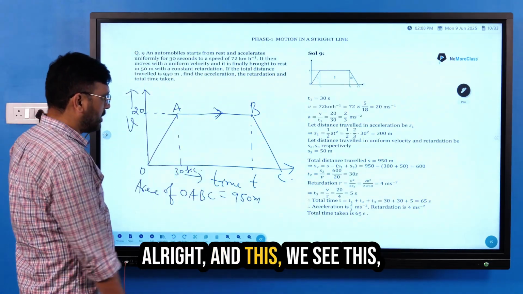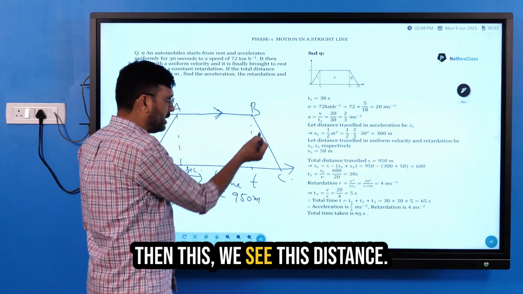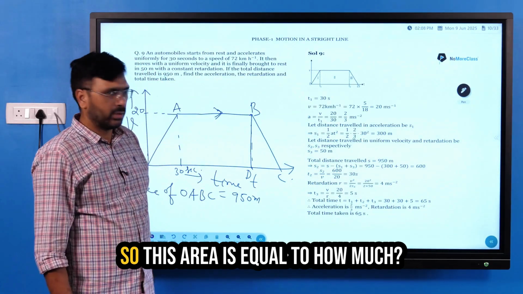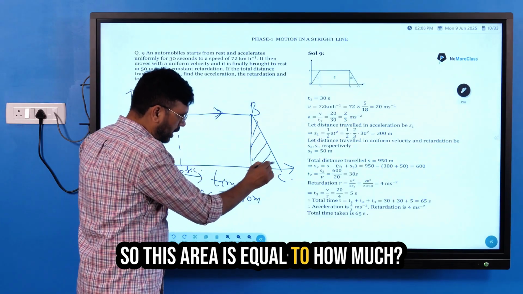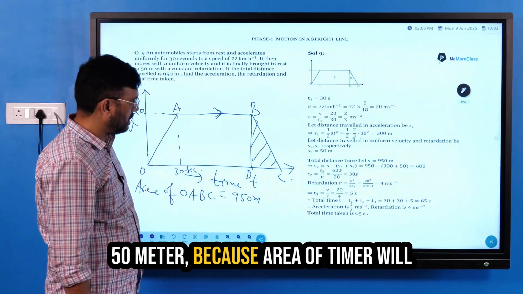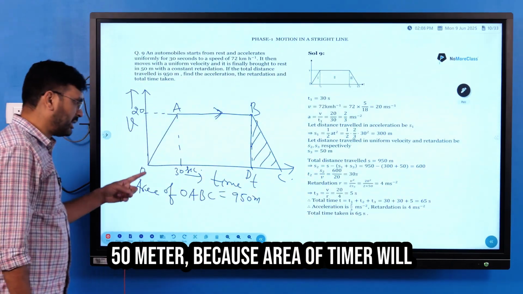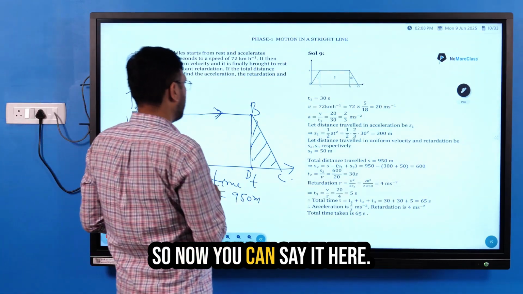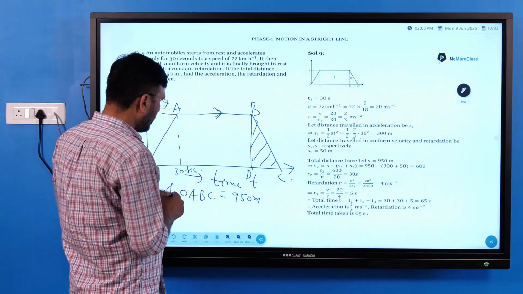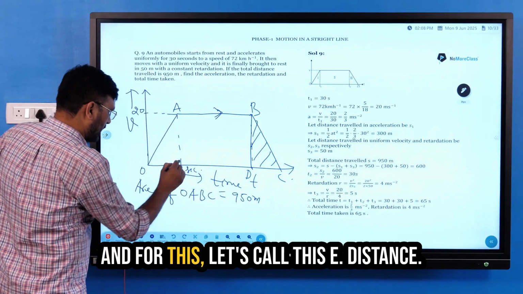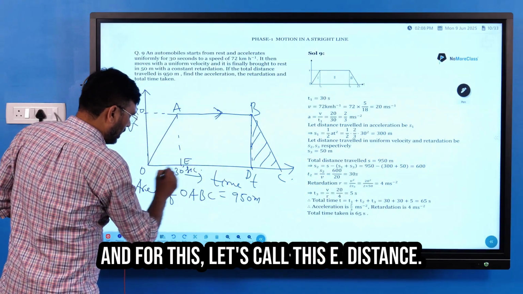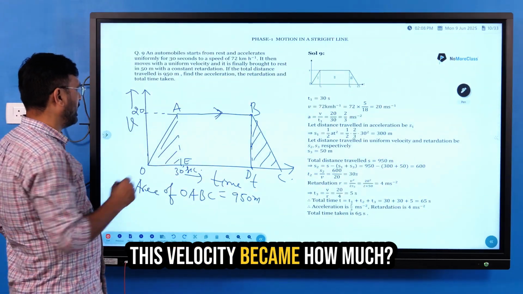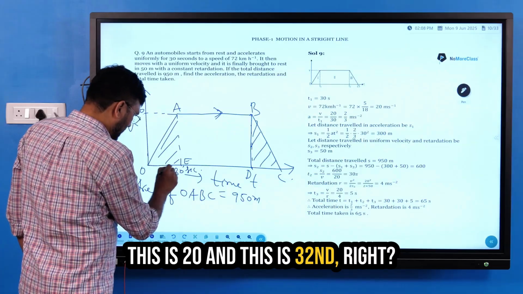And this BC distance, let's call this D. So this area is equal to 50 meters, because the area of a velocity versus time graph gives you the distance traveled. And for this, let's call this E. For the distance OAE traveled, the velocity became 20, and this is 30 seconds, right?